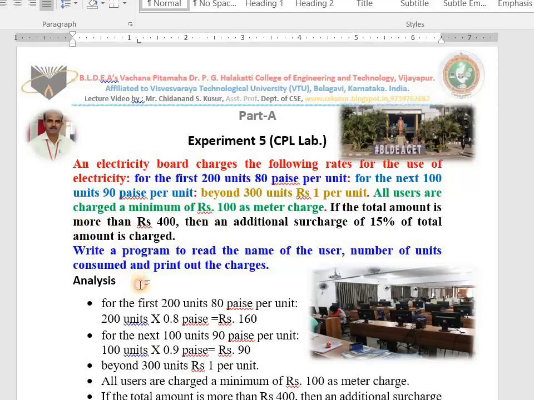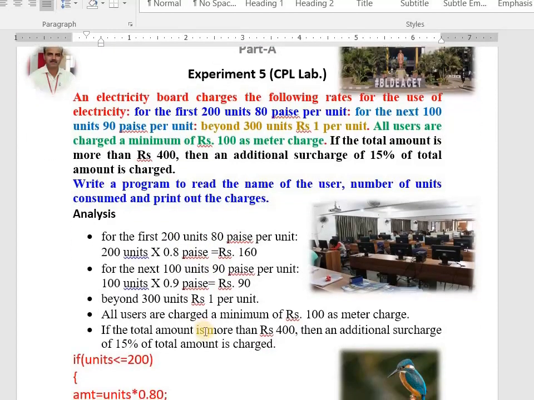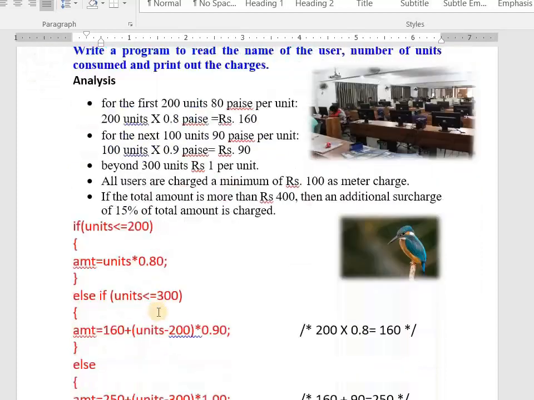For the first 200 units, how much do they charge? 80 paise per unit. For the next 100 units, 90 paise per unit. Beyond 300 units, 1 rupee. All users are charged minimum 100 rupees as meter charge. If the total amount is more than 400, then additional surcharge of 15% of total amount. This software you have to develop. First, see the expected output.